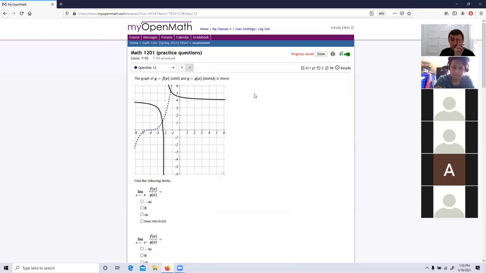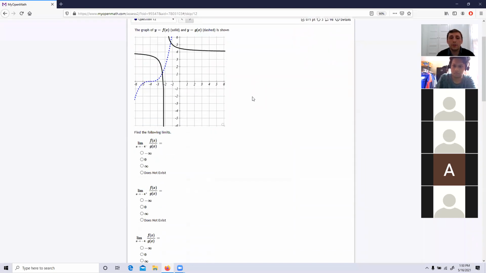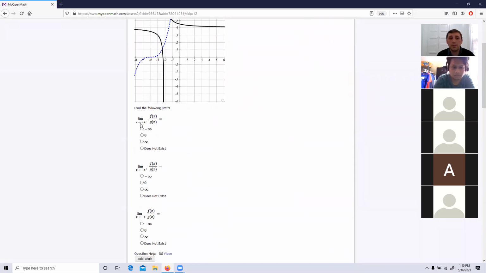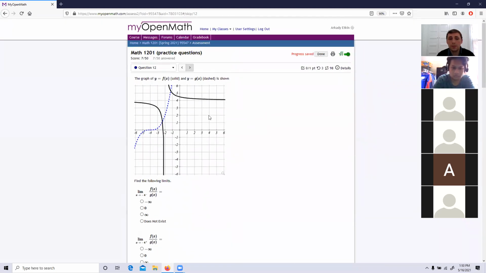Here is another one. So here you have y is f of x solid and g of x is the dashed line. You need to answer the following questions, guys. So what about the limit as x goes to minus 4 minus of the ratio? What is that equal to, please?